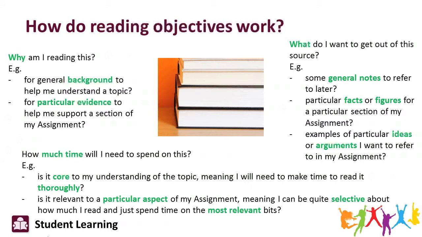And the third question, how much time will I need to spend on this? It is often very difficult to decide and estimate the optimal amount of time to spend with a source, but the following questions might provide you with some pointers. Ask yourself whether it is vital in relation to your understanding of the topic, or whether it is only relevant to a particular aspect. If it is core to your understanding, it is obviously important to devote an appropriate amount of time to read the source thoroughly. If the source refers to one aspect of the assignment, you might decide that you can be selective in how much of the source you read.